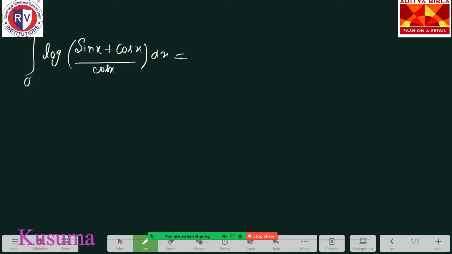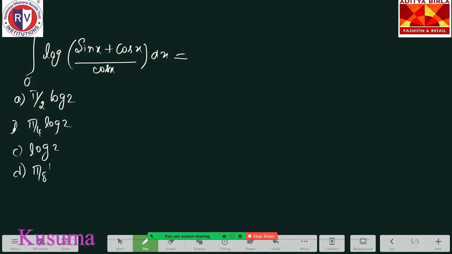The options given are pi by 2 log 2, option B, pi by 4 log 2, option C is log 2, option D, pi by 8 log 2.